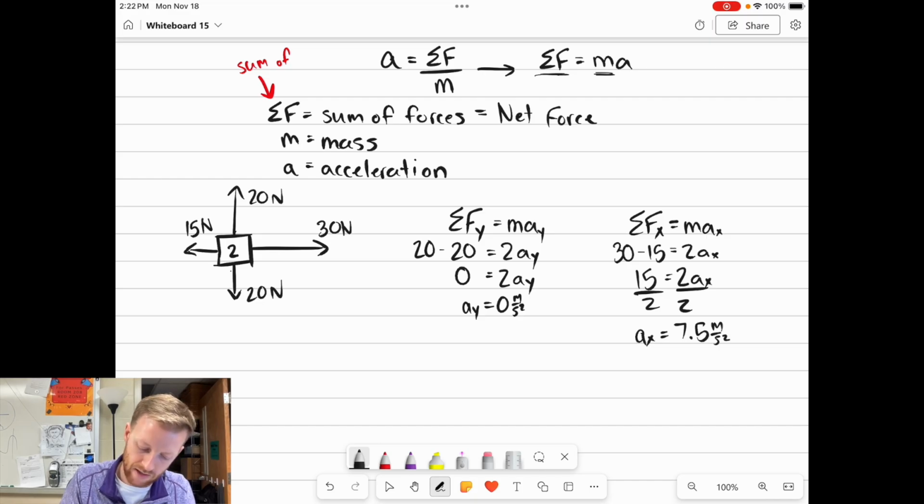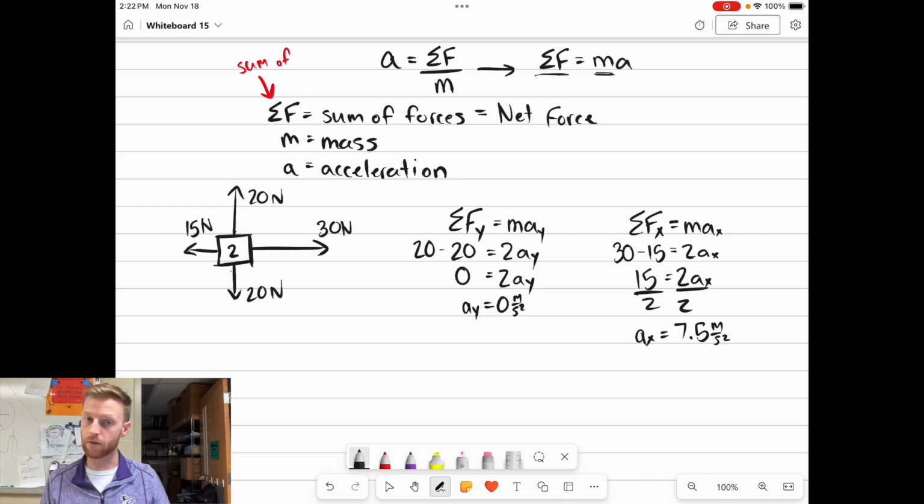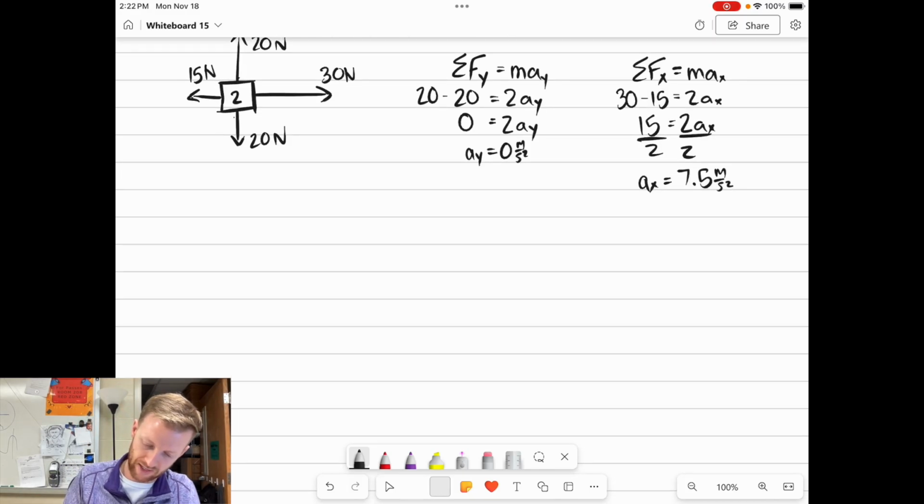So yes, my object is going to be accelerating to the right, but not up or down. So only in the rightward direction, because my net force is not equal to 0. If it were equal to 0, I would know all the forces are going to cancel one another out. Okay, well, let's look at another problem here. Let's try again.